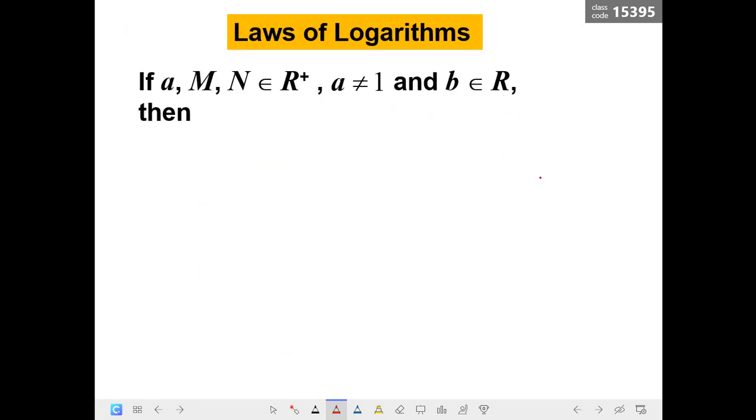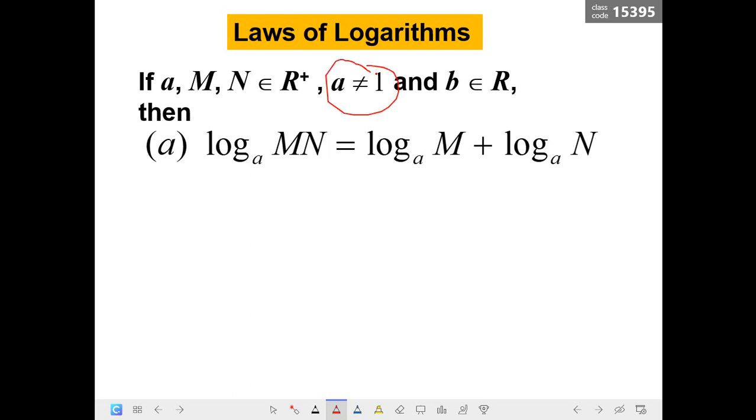Laws of log. If a, m, n are members of the real numbers, a is not equal to 1, and b is a member of the real numbers, m and n positive real numbers. Then when we multiply m and n with base a, we can separate it like this: log m plus log n, same base. From one term to two terms, connected by plus.